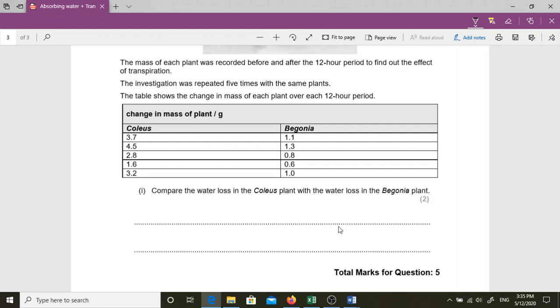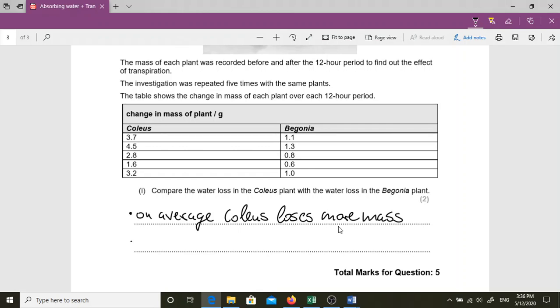So basically the change in mass, that mass is water that has been lost. And if we compare the numbers here, we've got 3.7, 4.5, 2.8. We compare that to the begonia with 1.1, 1.3, 0.8. We can see that on average the coleus plant loses more mass. So that's our first observation we need to write down. So on average, coleus loses more mass, and this means that it loses more water due to transpiration, because this mass is lost water.